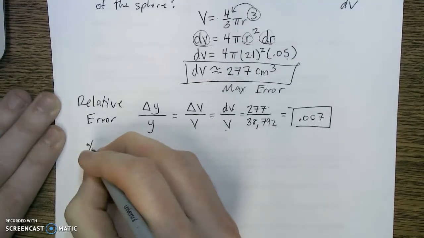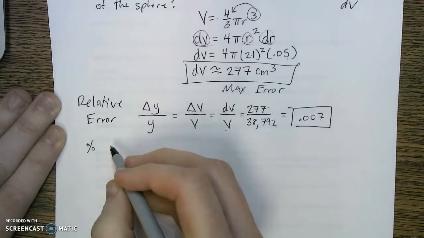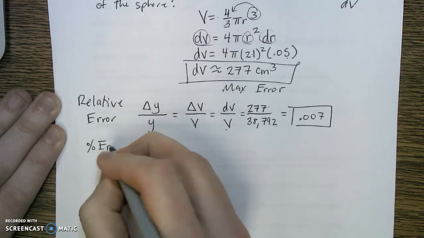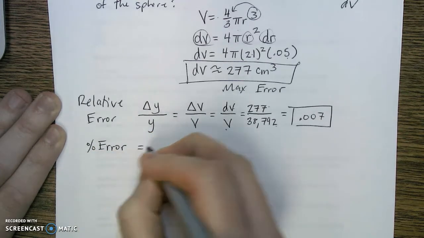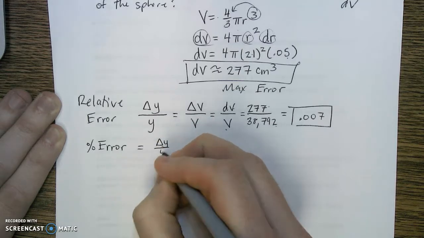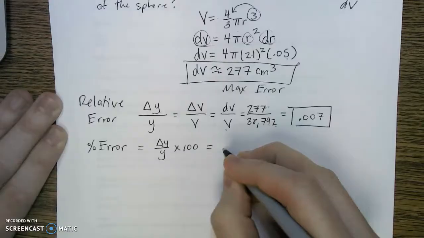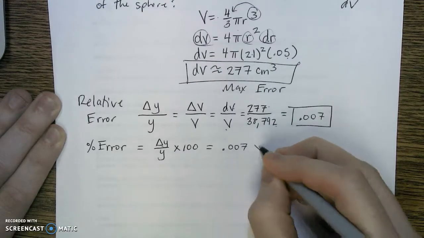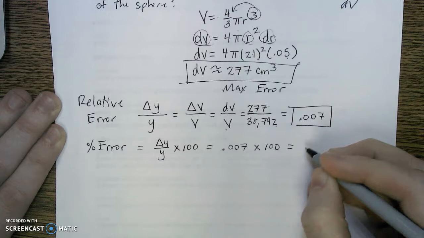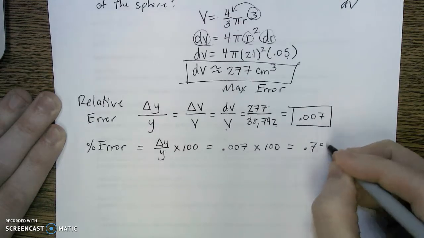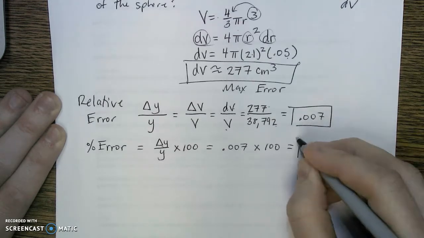You're used to, in science, being asked for your percent error, and that is your relative error times 100. So we've got our 0.007 times 100%, which is going to give you 0.7% for the percent error in this problem.